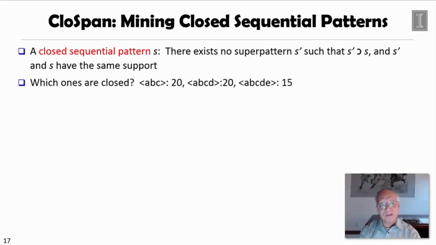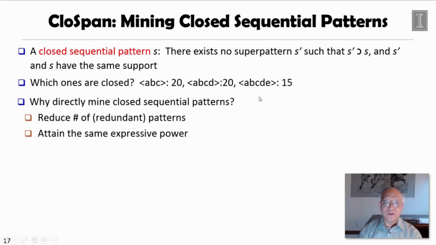Okay. For example, let's look at this example. Suppose we find 3 sequences, ABC with support 20, ABCD with support 20, and ABCDE with support 15. Which ones are closed? ABCD is closed in the sense that for support 20, ABCD is the longest one. Then ABCDE is also closed because the support is 15. There's no longer one with support 15 which is a super sequence of ABCDE.